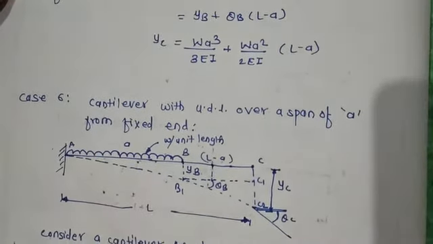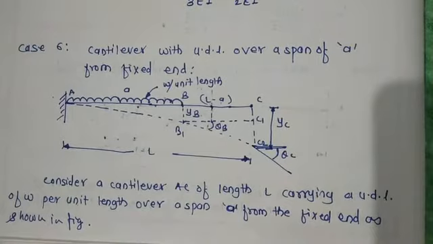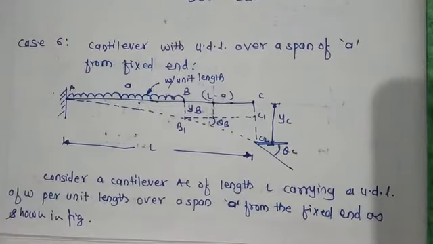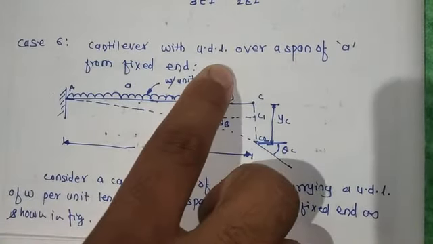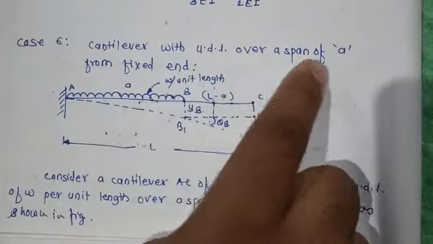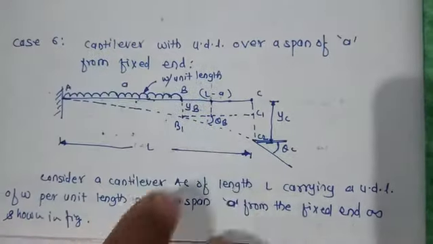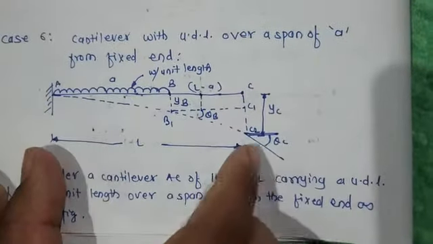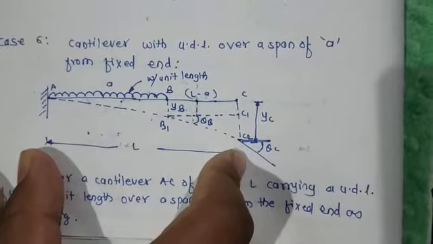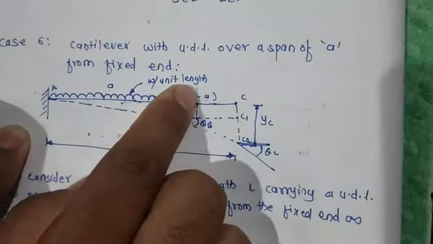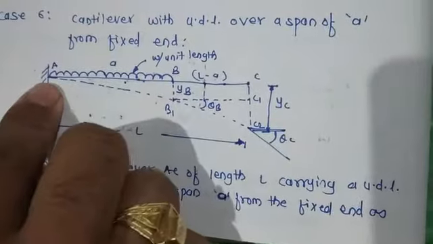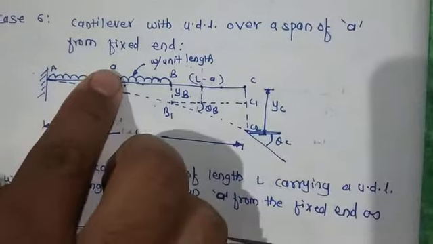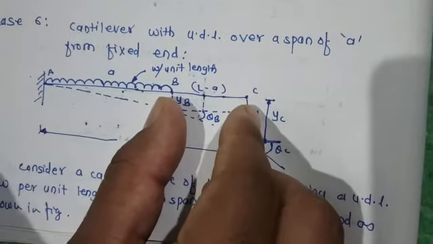Case number 6. A cantilever with UDL over a span of A from the fixed end. In the previous one we saw a point load; here it is a uniformly distributed load. So see here, this AC will be the cantilever beam of length L. W is the UDL per unit length, acting over a distance A from the fixed end. What remains is L minus A, the remaining length.